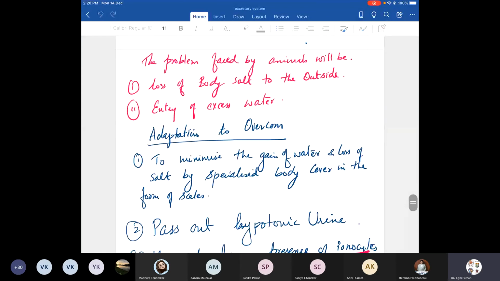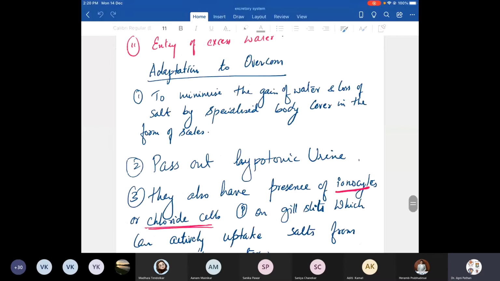So to live in that condition, there are some adaptations that they come up with. First adaptation is to minimize the gain of water and the loss of salt. They have a specialized body covered with scales, so that less water can enter and fewer ions can exit. So there is a protective covering, that is scale. Next, they pass out a hypotonic urine. Since a lot of water is entering, they have to excrete that water out also, so they produce a watery urine that is hypotonic.